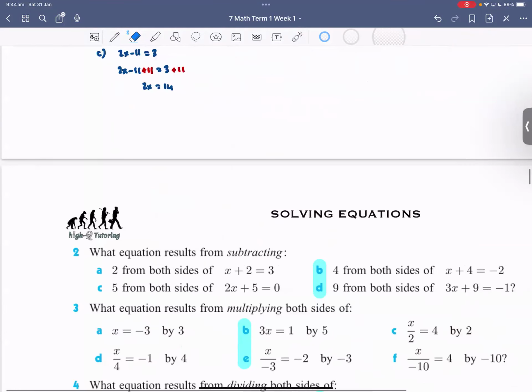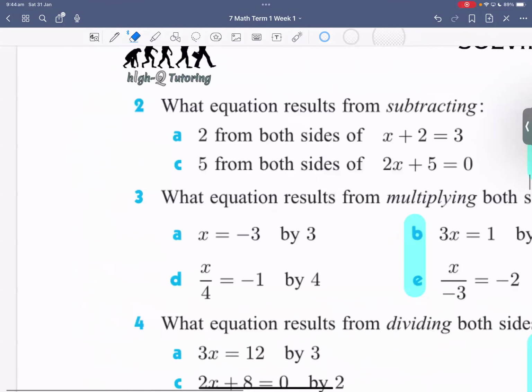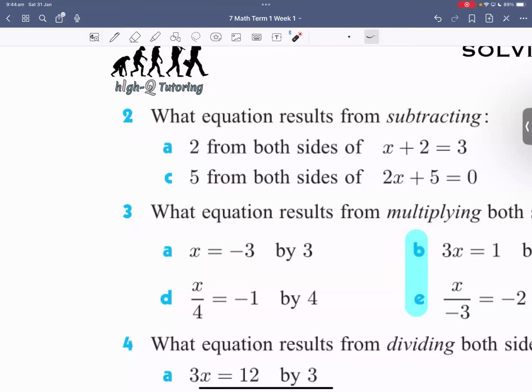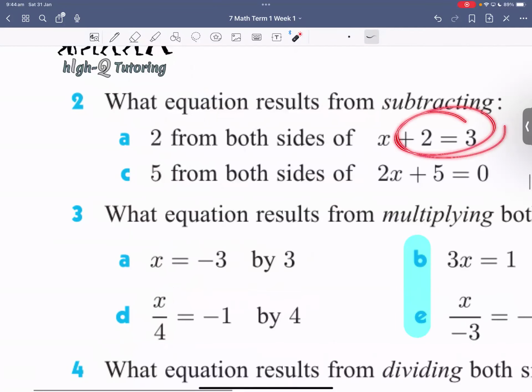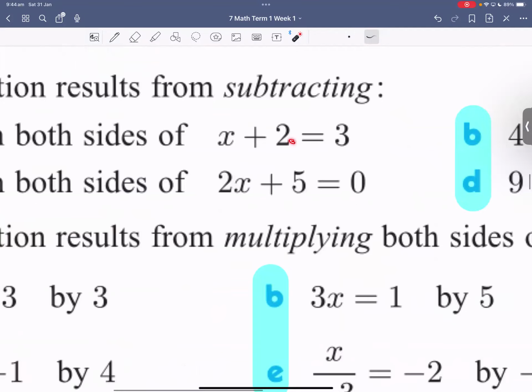All right, question 2a. What equation happens if you subtract 2 from both sides? What happens, guys, if I do subtract 2 here and subtract 2 there? What does this become if I subtract 2? X.